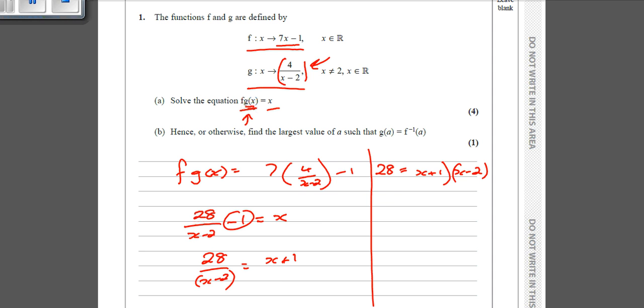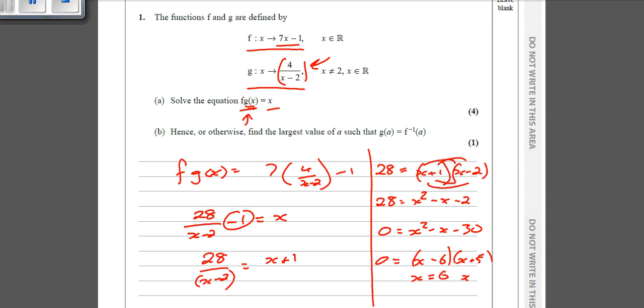Then we're going to expand the brackets, using whichever method that you like. I'm going to use smiley face. But you get x squared minus x minus 2. Then you're going to set it equal to 0: x squared minus x minus 30. Then 0 equals x minus 6, x plus 5. So x equals 6, and then x equals, sorry, minus 5.